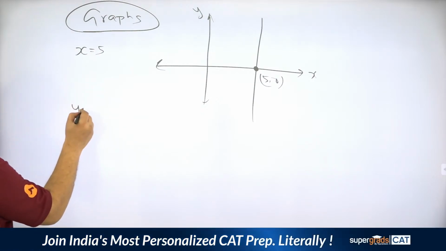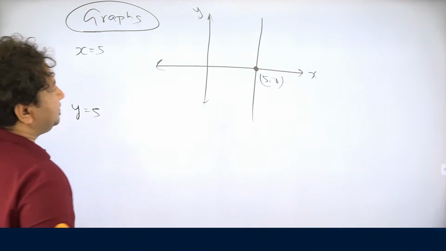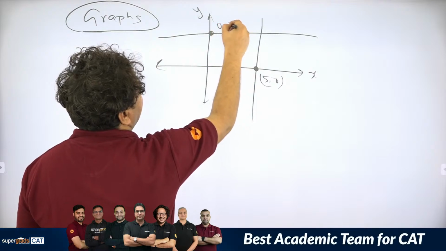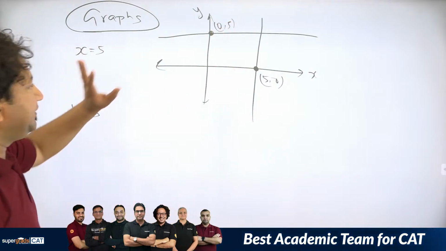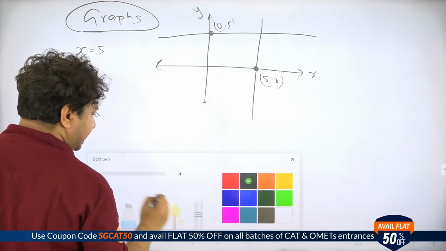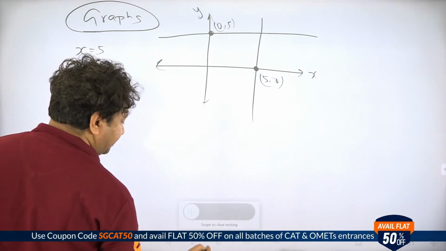Similarly, if I write y is equal to 5, what's going to happen? We'll get a straight line where this point will be 0 comma 5. So y is 5, x can be anything. This is the simplest graph. Now let us try to complicate the graphs.